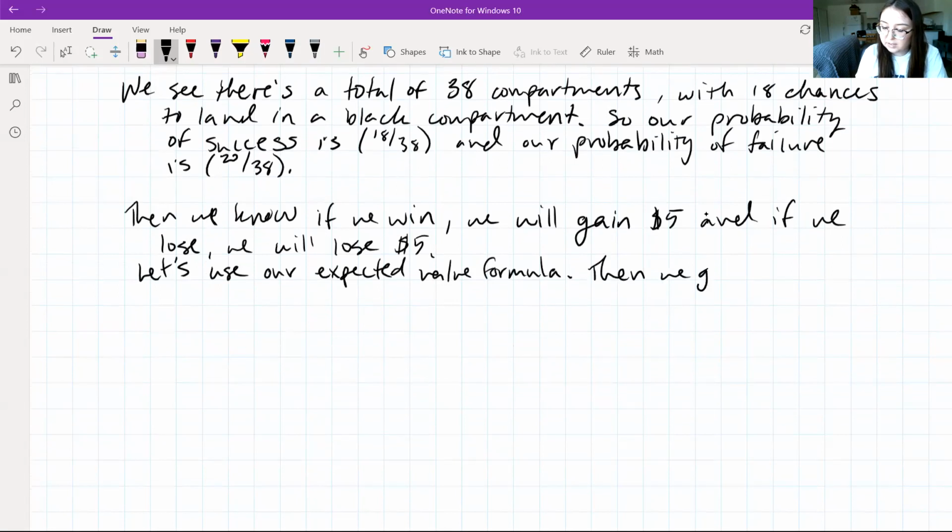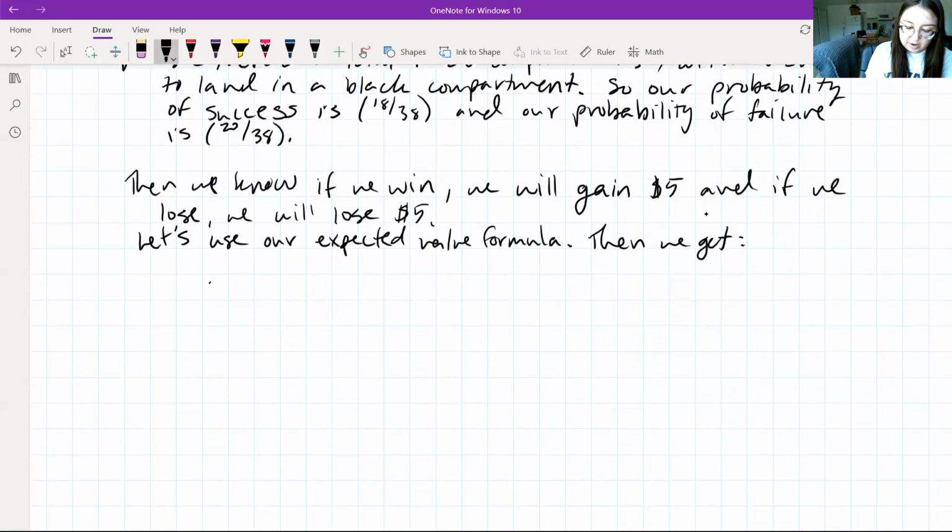Then we get, and what we have here is our first option. So let's say our first option is going to be winning. So our outcome of winning is going to give us a positive $5, and the probability is 18 divided by 38. Let's write this a little bit bigger. 18 divided by 38.